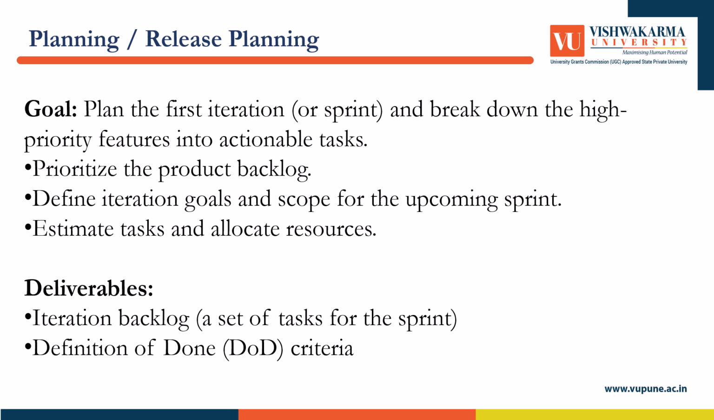The second one is planning, like to release the plan. Plan the first iteration and break down the high priority features into actionable tasks. Prioritize the product backlog. Define iteration goals and scope for the upcoming sprint. Estimate tasks and allocate resources. Deliverables are iteration backlog, a set of tasks for the sprint. Also the definition of done, like DOD criteria.